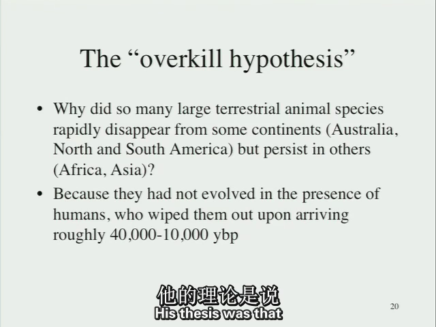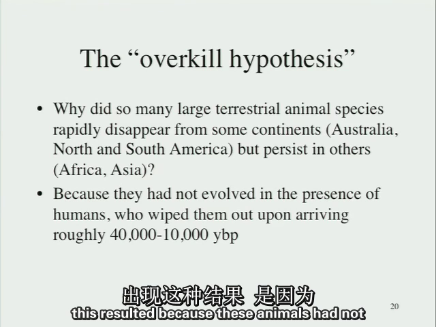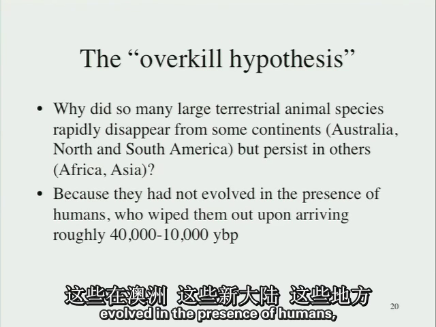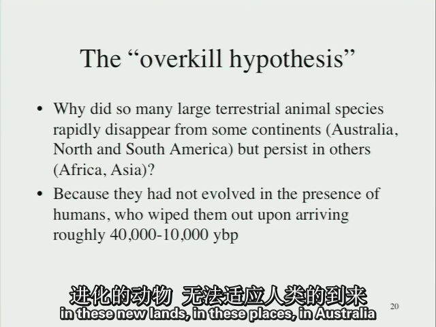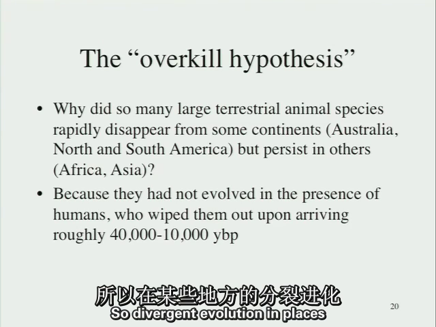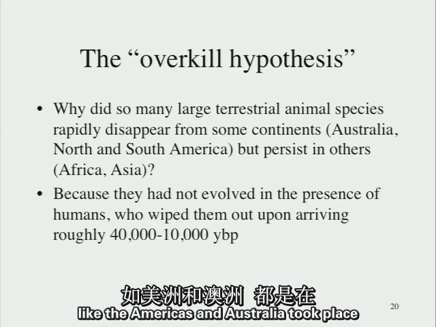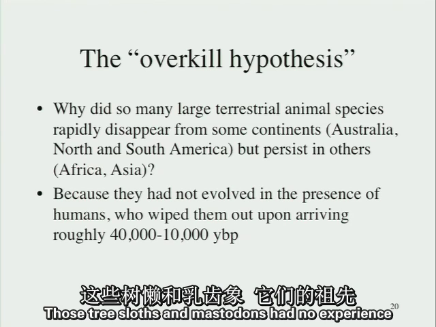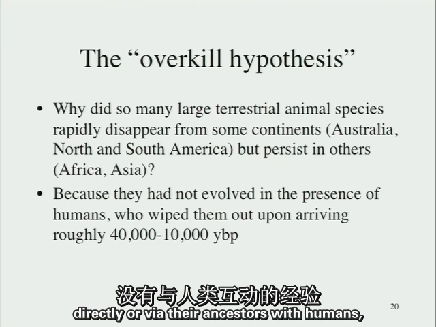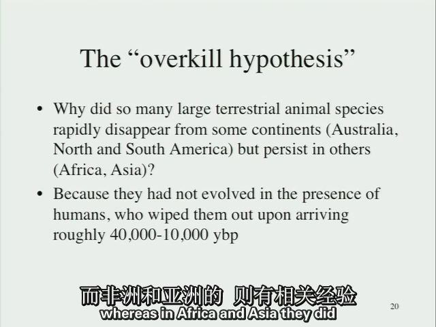His thesis was that this resulted because these animals had not evolved in the presence of humans in these new lands, in these places, in Australia. So divergent evolution in places like the Americas and Australia took place in the absence of humans. Those tree sloths and mastodons had no experience, directly or via their ancestors, with humans. Whereas in Africa and Asia, they did.